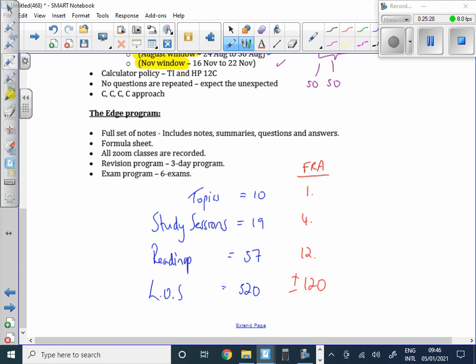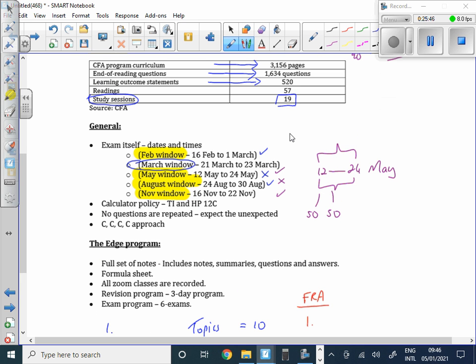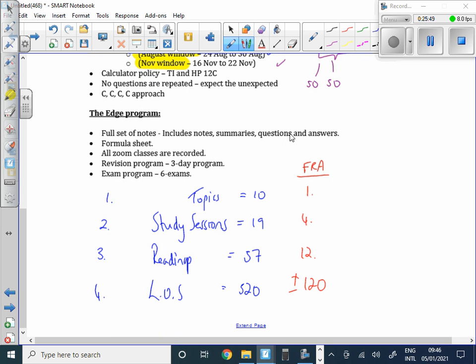Guys, I hope you can see this is how CFA works. CFA works from the top end, which is topics, then they move down to their study sessions, which are 19 study sessions, 57 readings, and learning outcome statements. So in terms of learning outcome statements, there are plenty of those. And the way that the Edge notes work, and I'm assuming most of the providers as well, is we cover each and every one of these learning outcome statements. All 520 are covered in our notes in great detail to make sure that you are completely covered for the entire CFA Level 1 syllabus. Those are what we call our learning outcome statements.